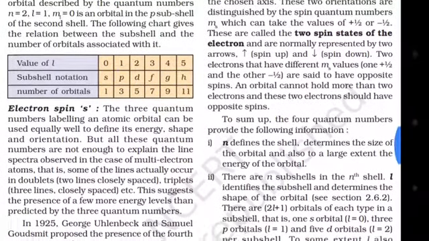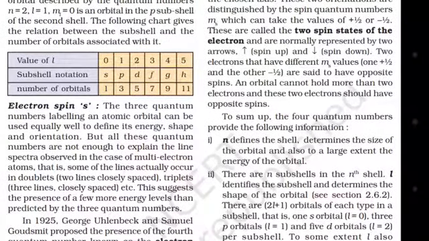The two electrons that have different ms values, one plus half and other minus half, are said to have opposite spins.